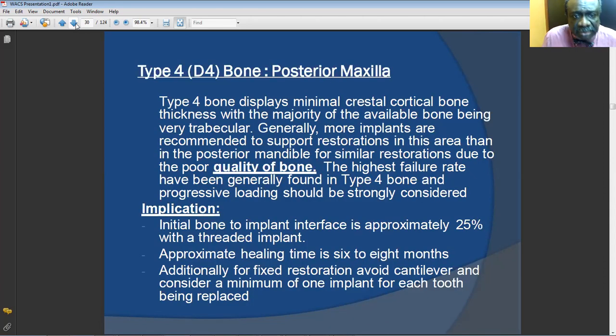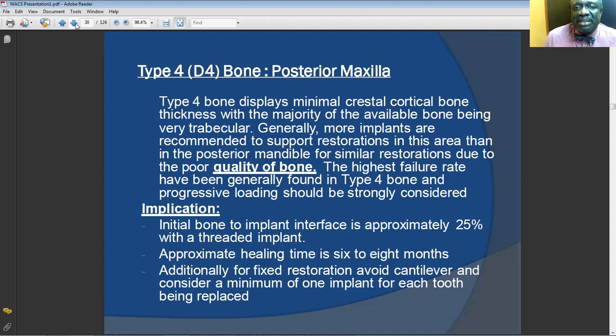And then the type 4 bone is in the posterior maxilla, and I have told you that this is found in the posterior maxilla, especially the atrophic maxilla, and it is mostly trabecular bone, and the osseointegration is guided. The implication is that the initial bone to implant interface is approximately 25% with threaded implant, and the approximate healing time is 8 months.